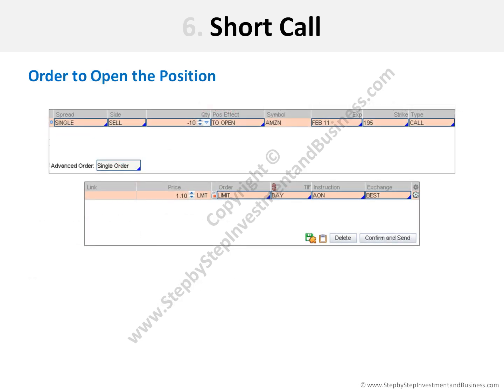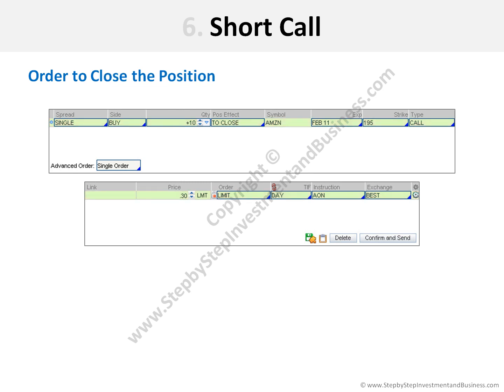Here we can see the order we must enter to open the position. It consists of selling 10 Amazon calls with a strike price of $195 and expiration in February 2011. In the side column, we select the action Sell to indicate the sale of options, and in the Position Effect column, we select the option To Open to indicate that we want to open a new position. The entered price is $1.1 and the order type is limit. That is, we want to sell the options at a minimum price of $1.1.